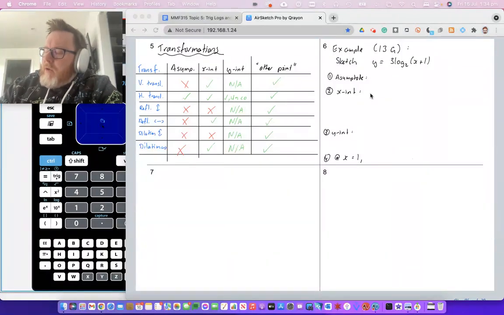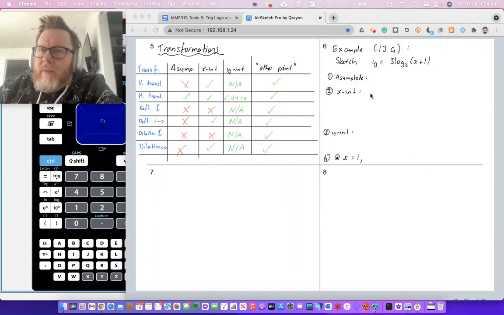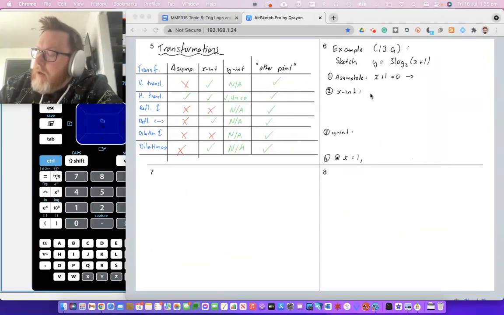So let's have a look at it, and I'll explain how we go about doing each bit. How do we work out the asymptote? Well, the asymptote is where the argument in the base function, which is x, cannot equal 0, because as x approaches 0, y approaches negative infinity. So we effectively just need to work out what x plus 1 equals 0 solves as. We go x plus 1 equals 0, and that gives us x equals negative 1. So that's the equation of the vertical asymptote.